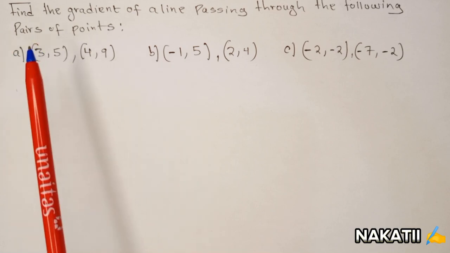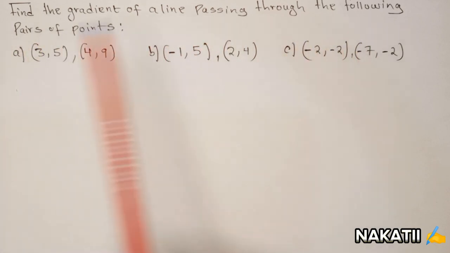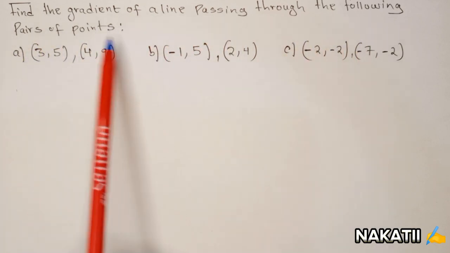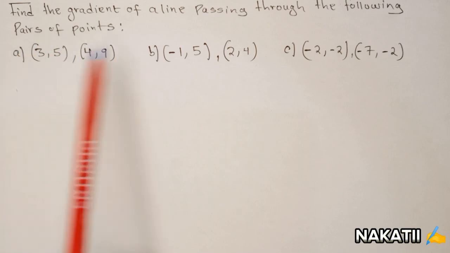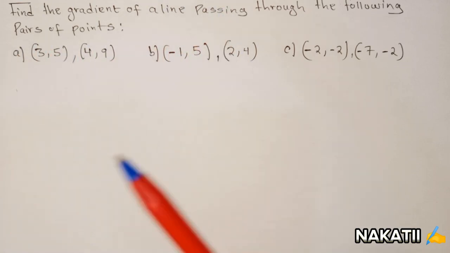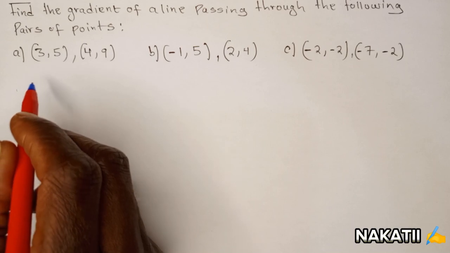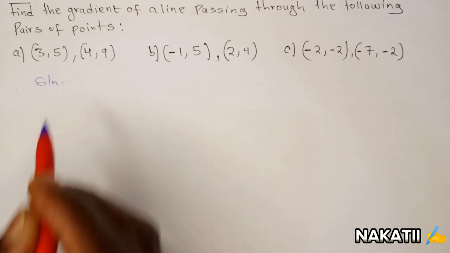So they go like this. Find the gradient of a line passing through the following pair of points. So you find the gradient passing through this pair of points, this one and this one. Solution. So let's start with A.